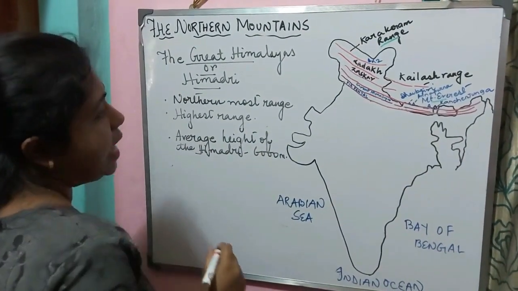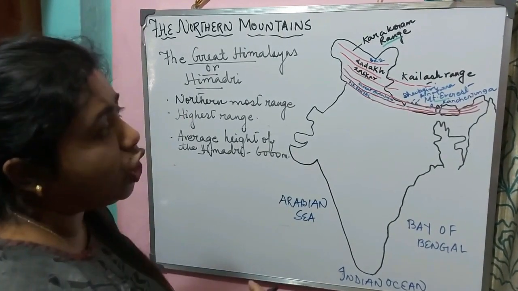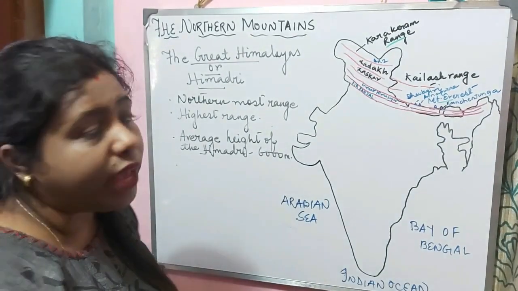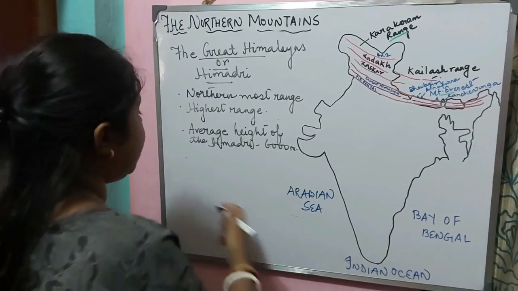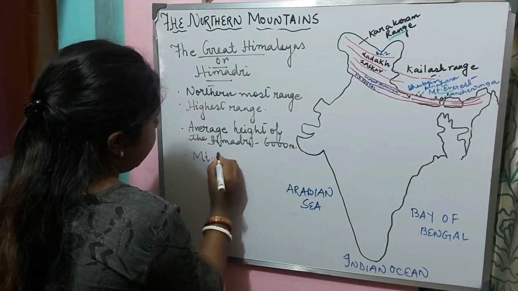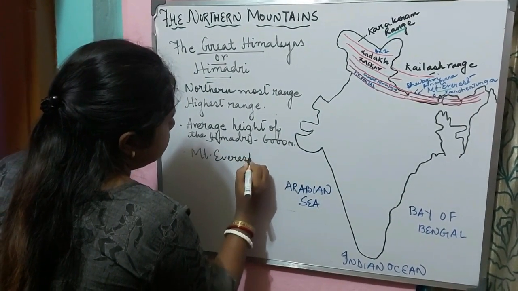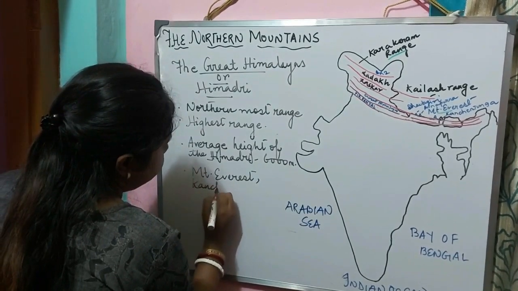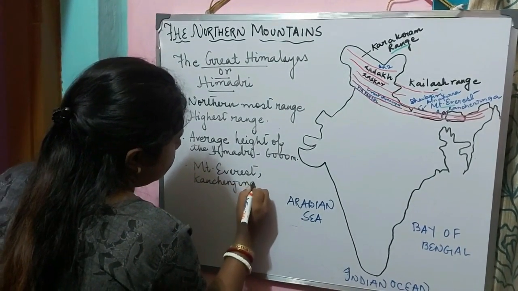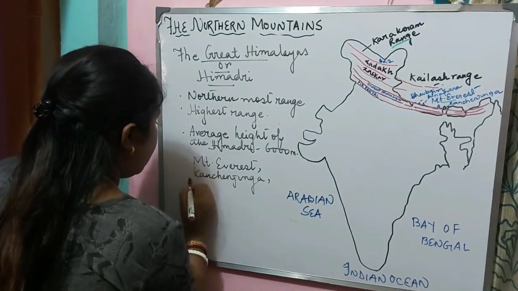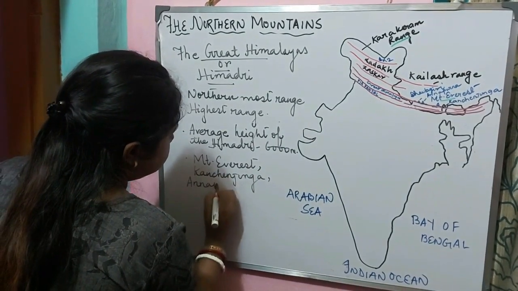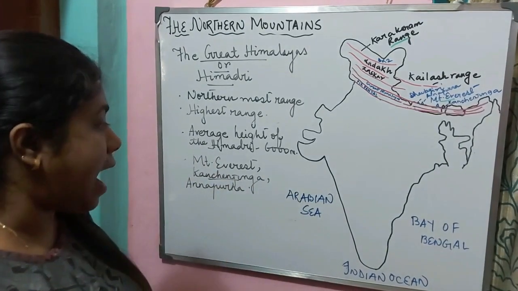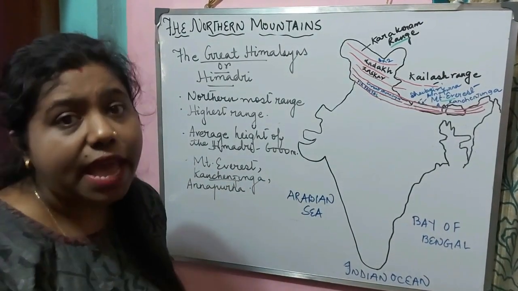Here we can see that the Himadri contains all the highest peaks, including the world's highest peak, that is Mount Everest. Also we have Kanchenjunga, Annapurna. As I told you, Kanchenjunga is the highest peak of our country, India.